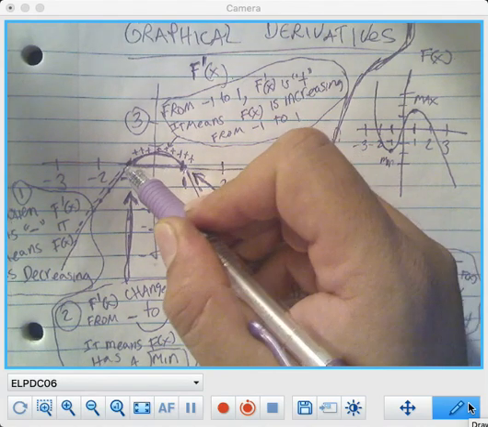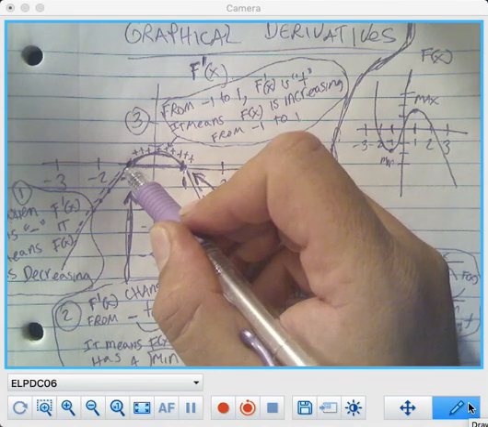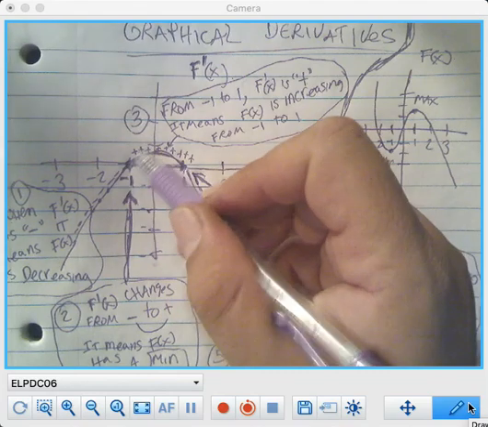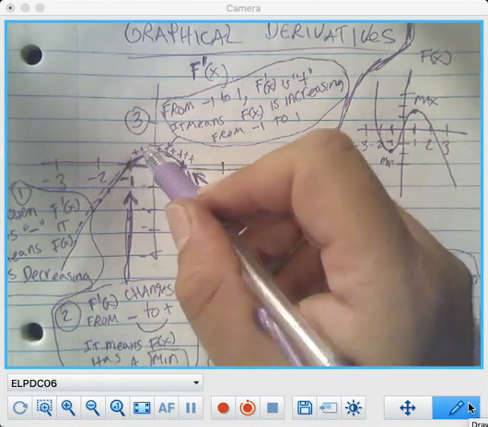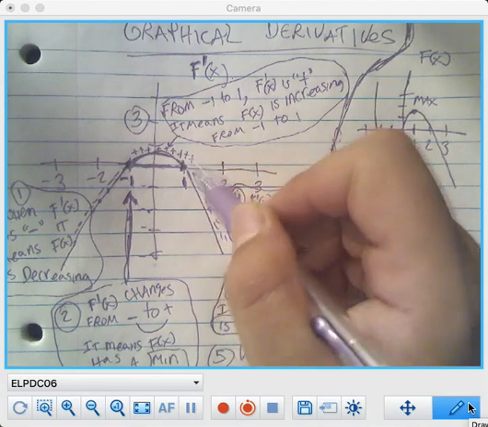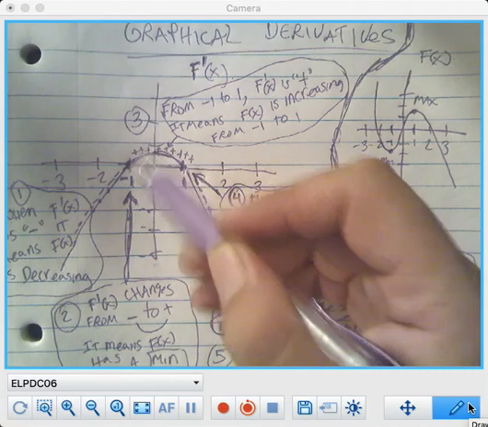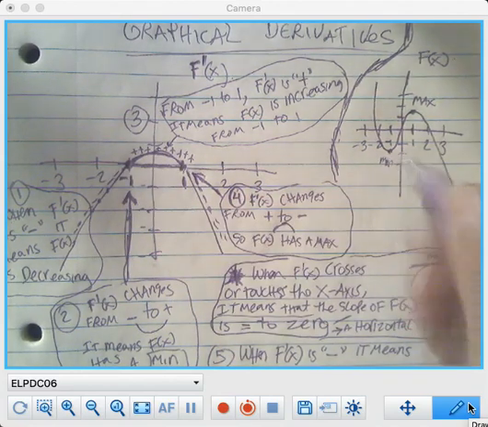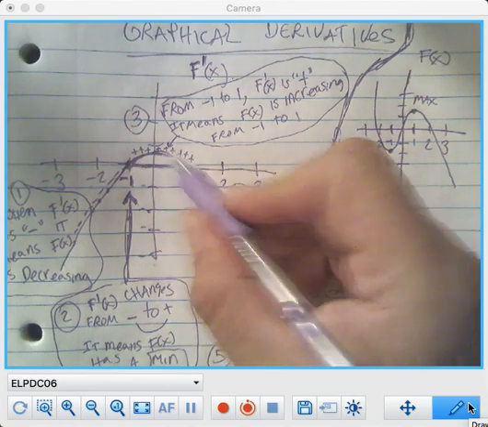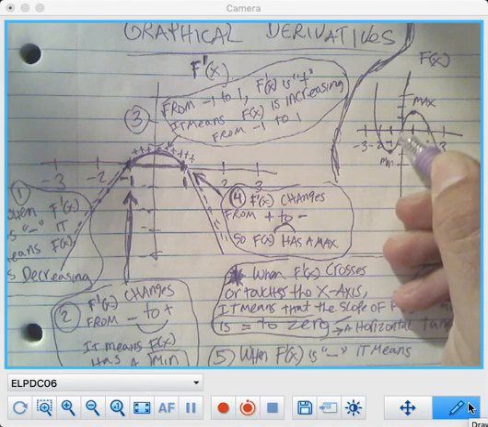Okay? And then when you set it equal to 0, the critical point might be changing from increasing to decreasing, like here, or decreasing to increasing. So negative to positive or positive to negative. If it changes from negative to positive, I know this is a mean, like we have it here. And then I have a positive derivative. That means a positive slope. So I know my line is increasing.